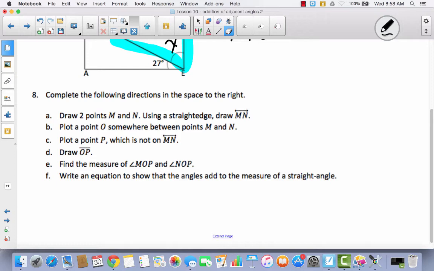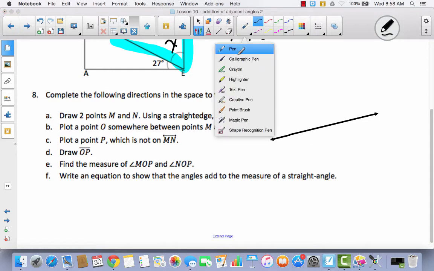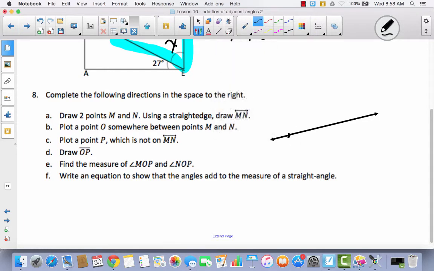All right, draw 2 points, M and N, using a straight edge. Draw. And this little symbol right here tells me that I'm going to draw a line. So I don't have to use a straight edge, but you do. So I'm going to draw 2 points, M and N, to create a line, okay? So now I'm going to put my 2 points on here. Okay, so we'll make this M, and then we'll make this N.